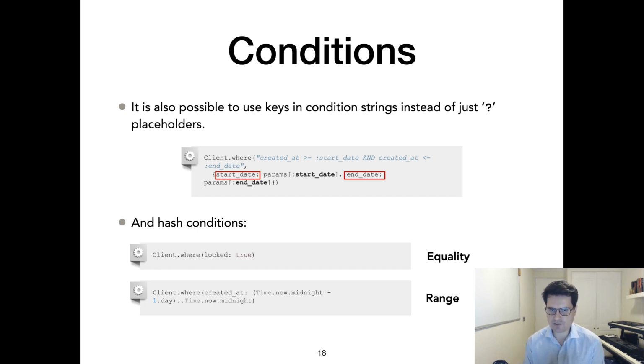So you can use placeholders in the condition as shown here above. Or you could also pass in as parameters hash conditions, such as in the example that says locked true. Locked colon true, that's a hash condition, a simple hash containing just one key and one value. And well, you can also give something more complex, such as below. You got a range, created at, you got a time now midnight minus 1 day until now, midnight. That is midnight today. So in the last 24 hours or so.